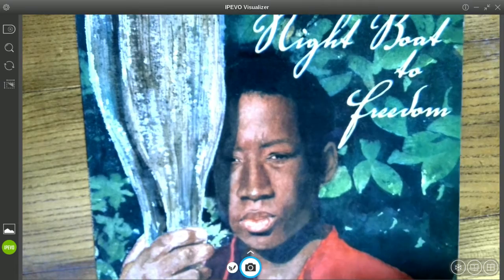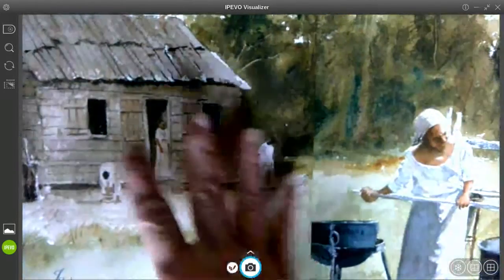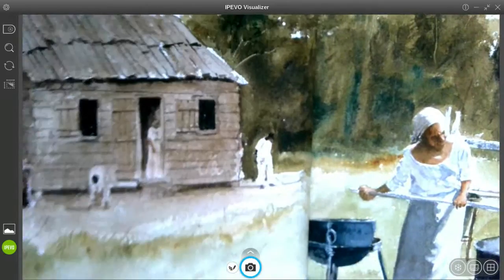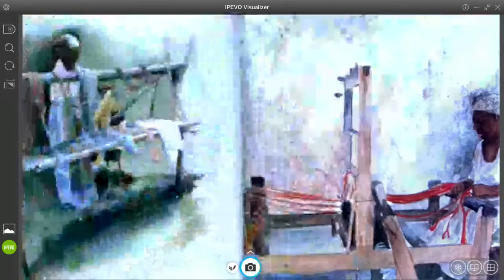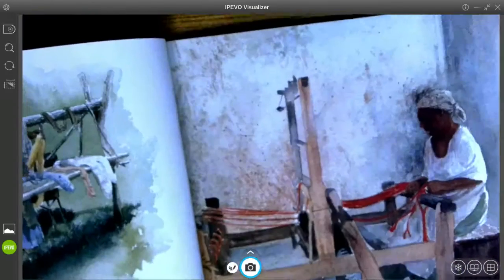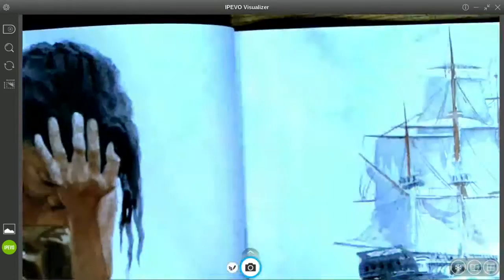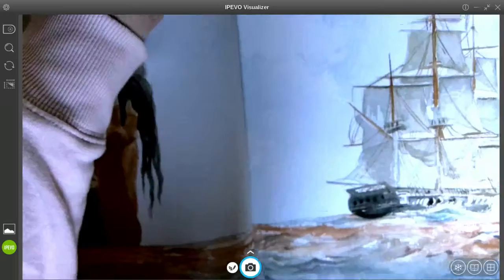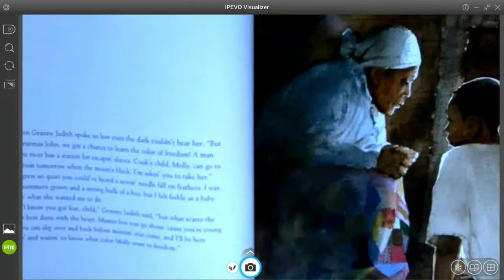So let's take a look back at Granny Judith and some of the things that we've learned in the book so far. We've learned that Christmas John was born in this pine board cabin, and this is where they lived. And we know that Granny Judith loved to dye cloth material because she loved to sew. And we know that the color red was her favorite until it lured her across the ocean from Africa into a world of slavery here in America.